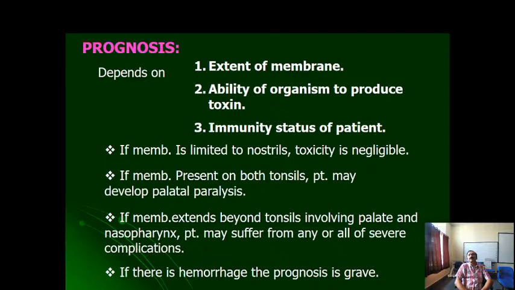Now, the prognosis depends on the extent of the membrane and the ability of the organism to produce the toxin. The immune status of the patient also is very important. If the membrane is limited to nostrils, toxicity is negligible. If membrane present on both tonsils, patient may develop palatal paralysis.